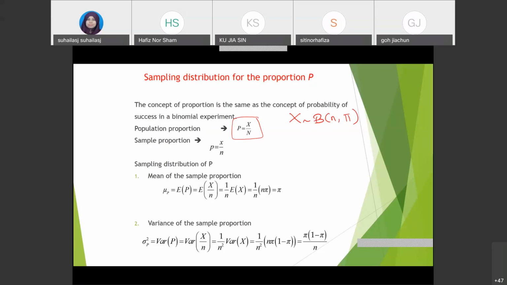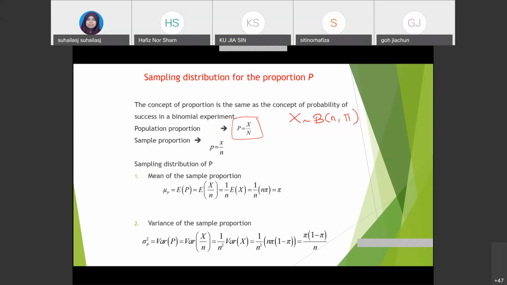If it is the sample proportion, we denote it as small p. So small p equals X over N. It is the same thing but in small letter. X means the same, the number of successes divided by the total number of trials, or the number of your random sample, your N. So now you want to get the sampling distribution of p.